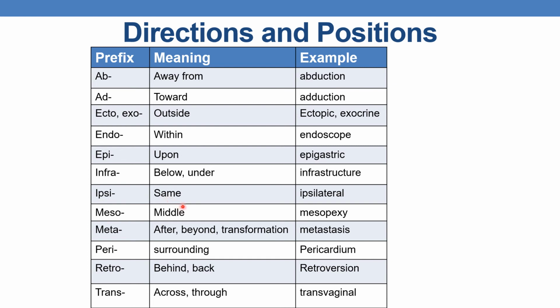Ipsi means same. Ipsilateral. Meso means middle. Mesoplexy is the term. Meta means after, beyond or transformation. Metastasis is the term. Peri means surrounding. Example: pericardium. Retro means behind or back. Retroversion is the term. Trans means across or through. Transvaginal, so through the vagina.